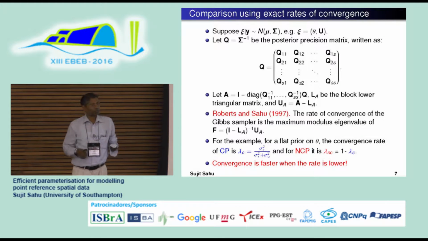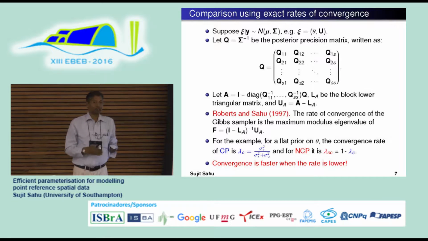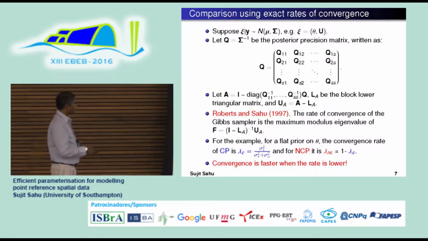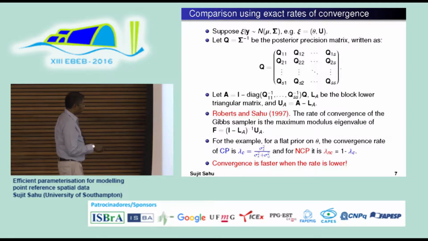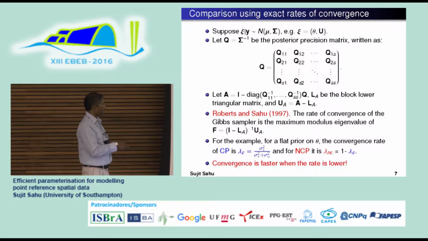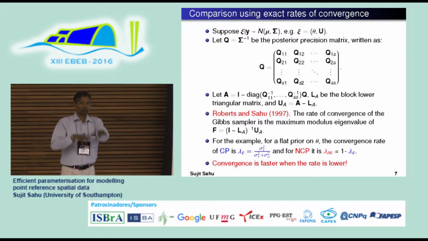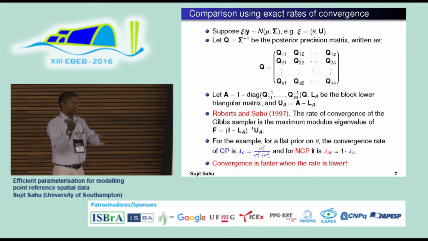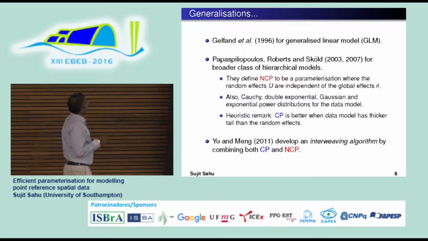For quick convergence, we want these rates of convergence to be low, near 0. These rates of convergence, the maximum modulus eigenvalues, are between 0 and 1. For lambda_C, the rate of convergence for the centered parameterization is sigma squared epsilon over sigma squared epsilon plus sigma squared u, and for non-centered it's 1 minus lambda_C. So you see the dichotomous behavior: if one is good, the other is bad, and so on. Convergence is faster when the rate is lower. That's the point that we'd like to take from there. So for generalizations, that's a simple model. We'll say that my MSc student or my BSc student can do it.